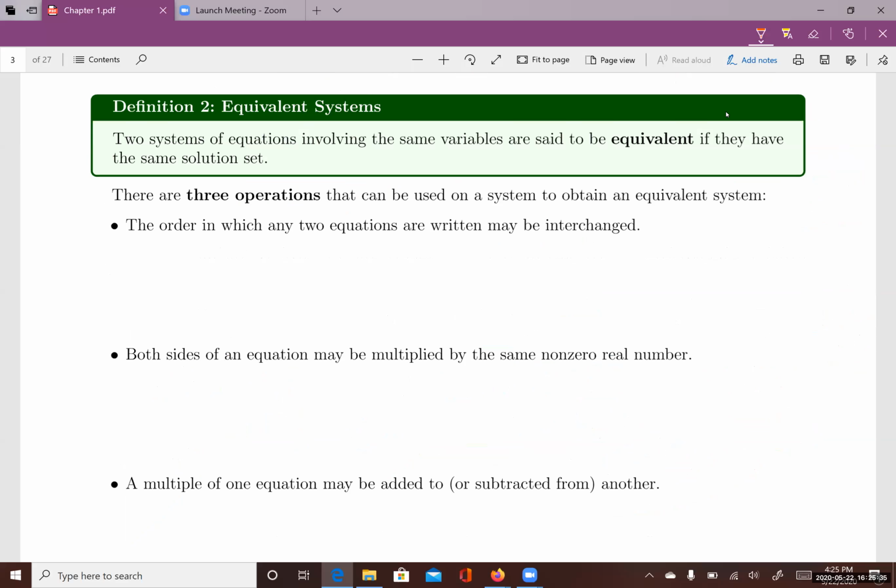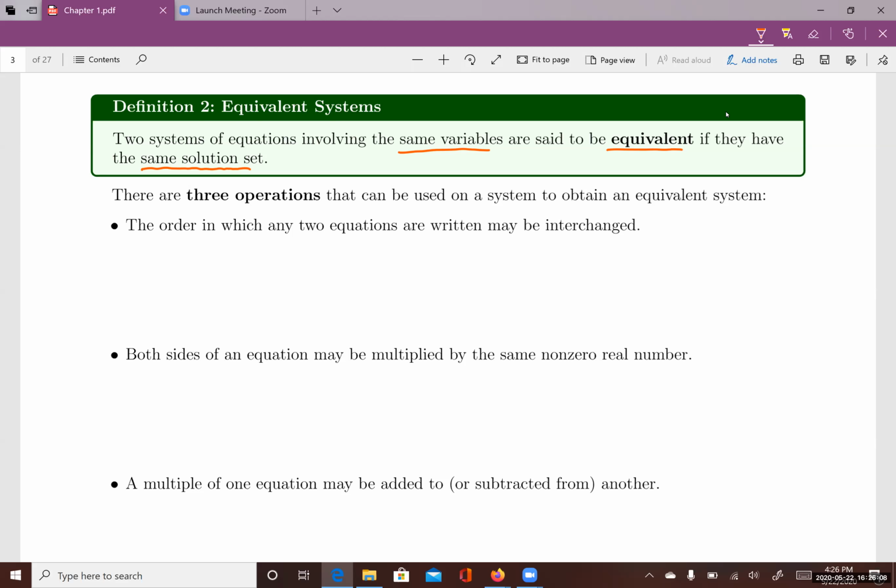Equivalent systems. Two systems of equations involving the same variables are said to be equivalent if they have the same solution set. That means if you look at the two systems, they could look different, but if they share the same solution set, they are equivalent. There are three operations that you can use in order to obtain an equivalent system from an original system.